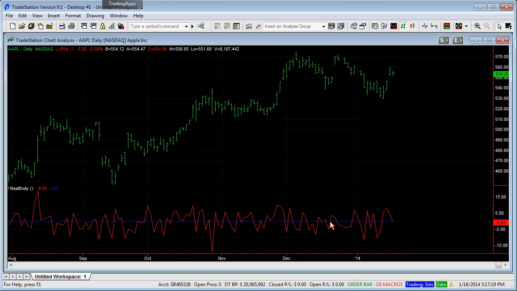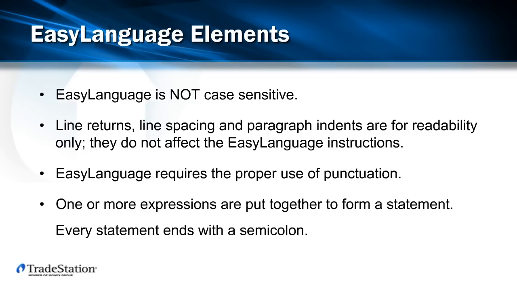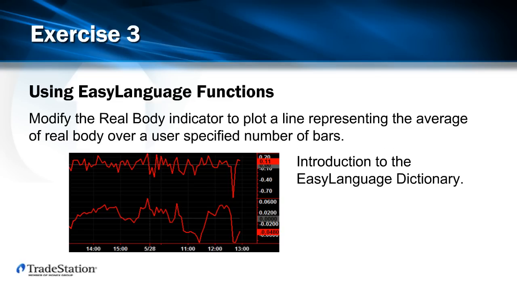Let's take this one step further. I'm going to go to exercise number 3. Exercise number 3 is using functions. We're going to modify our indicator so that instead of giving you the raw difference between the open and the close, it creates an average over a specified number of bars. So let's go ahead and see how that works.